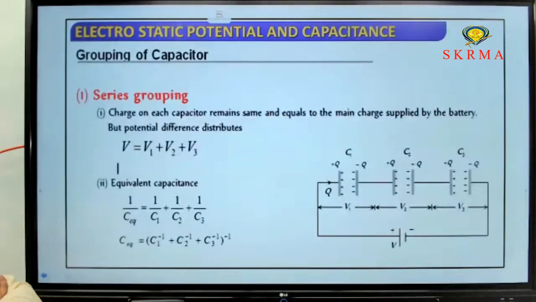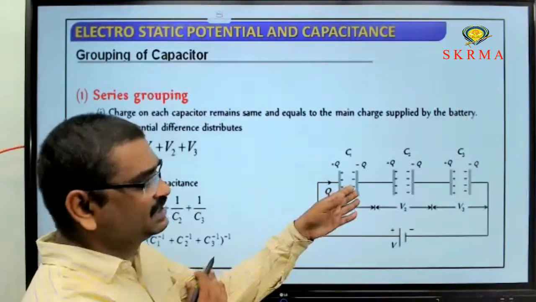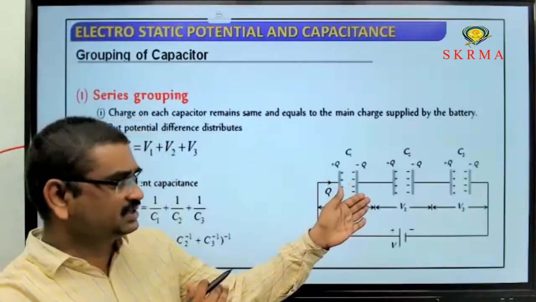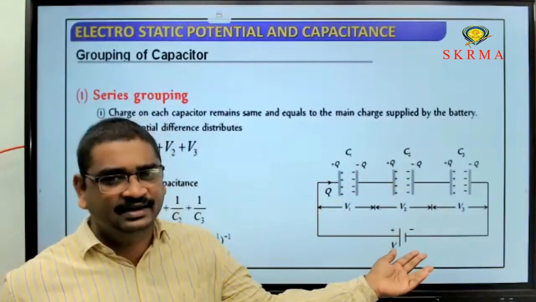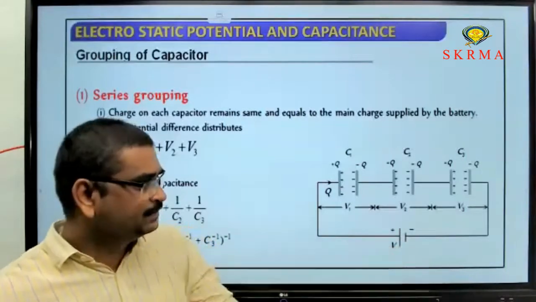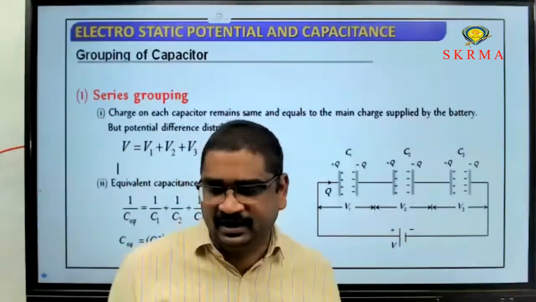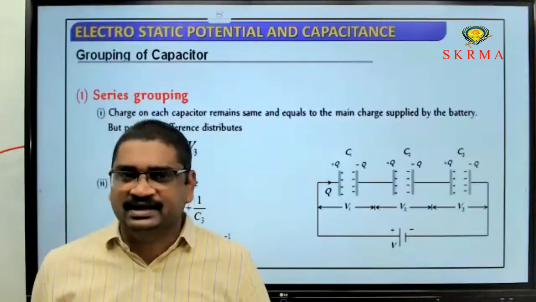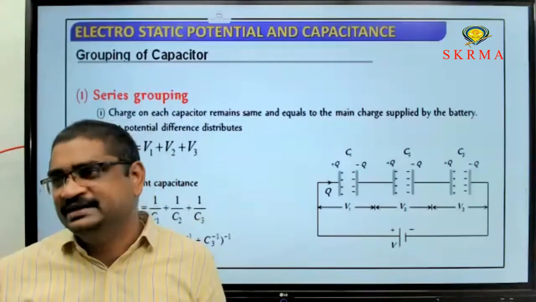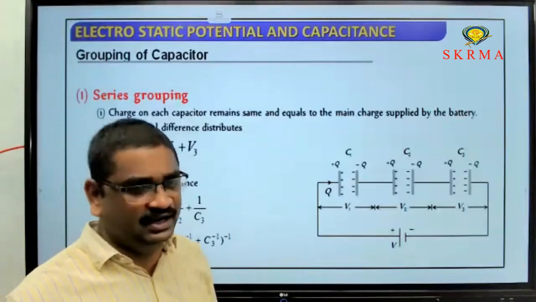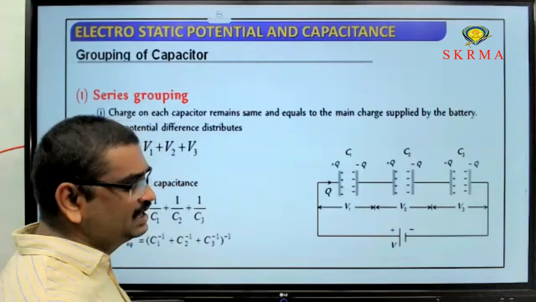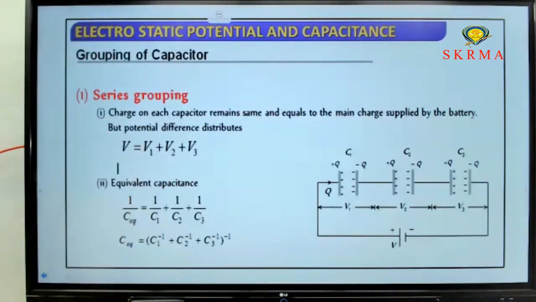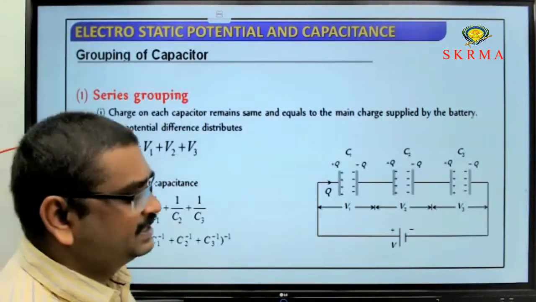Series combination means if capacitors are connected like this, to an external potential or a battery, then that is called a series combination. Now, in series combination, which one is constant? In current electricity we discussed that current is constant in a series combination, but here charge is constant.